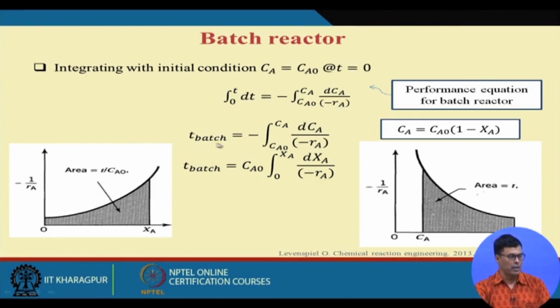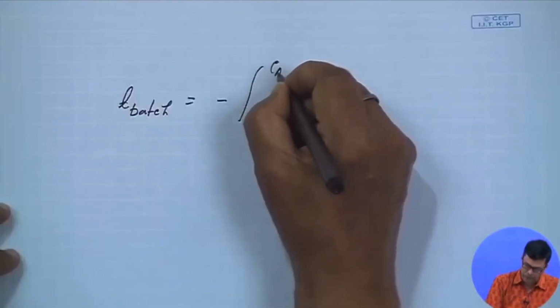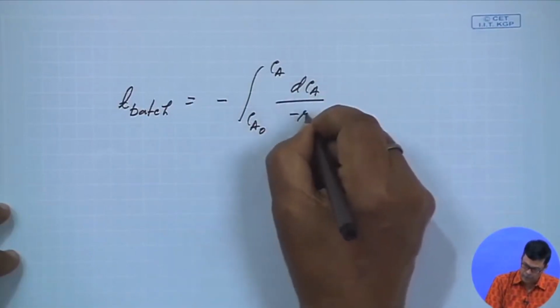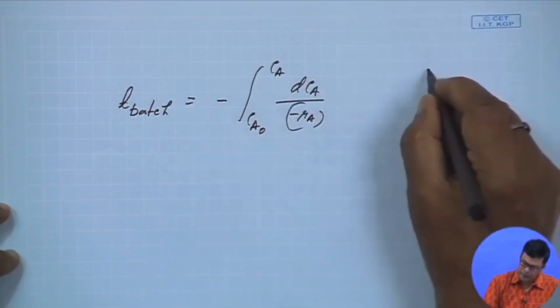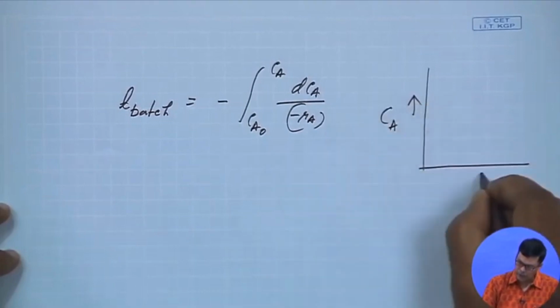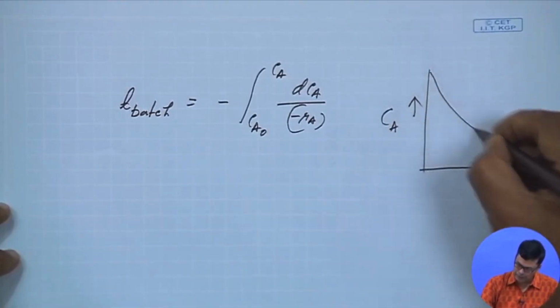T batch is the time required for carrying out the batch reaction to convert substrate Ca0 to Ca, and this is the equation. Now I want to point out a couple of things when you write T batch equals the integral of dCa over minus Ra, from Ca0 to Ca. If you look at the profile, the concentration of Ca with respect to time is like this.